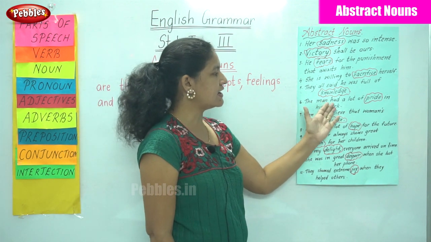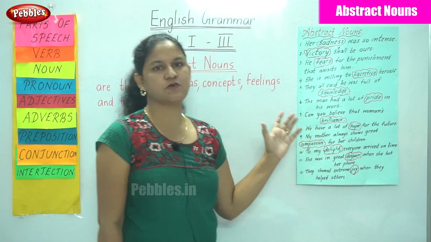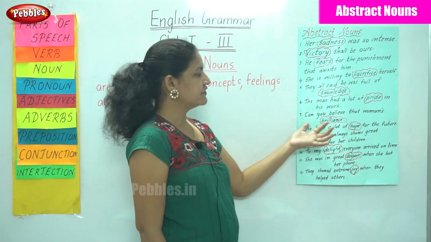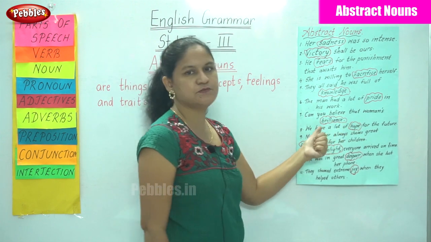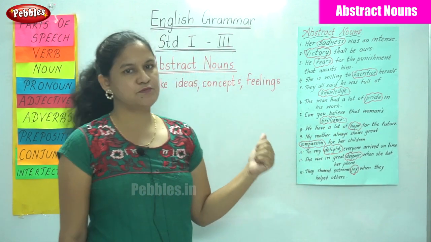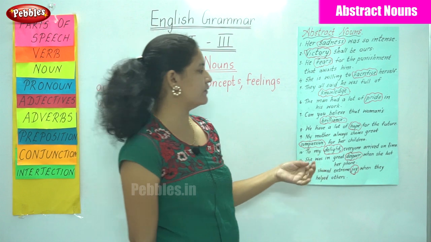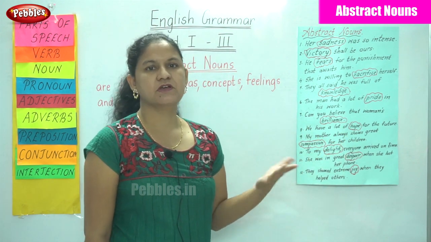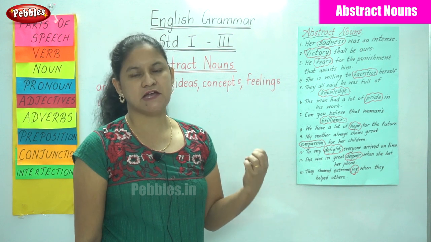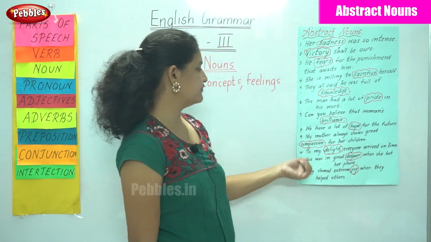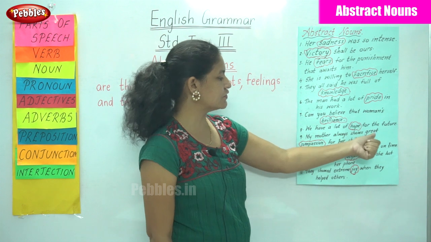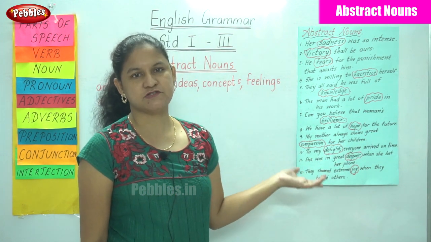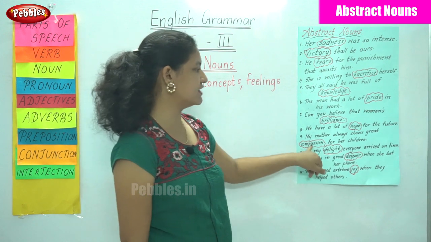The man had a lot of pride in his work. So the word pride is the abstract noun. Can you believe that woman's brilliance? Again, the word brilliance is the abstract noun. We have a lot of hope for the future. So hope is a feeling that we experience. My mother always shows great compassion for her children. So the abstract noun here is compassion.